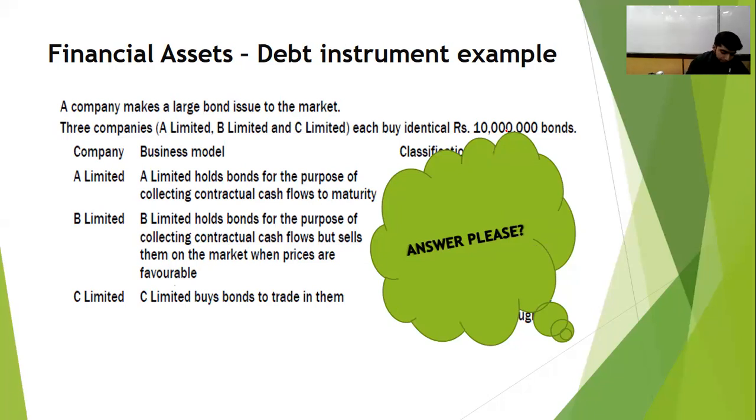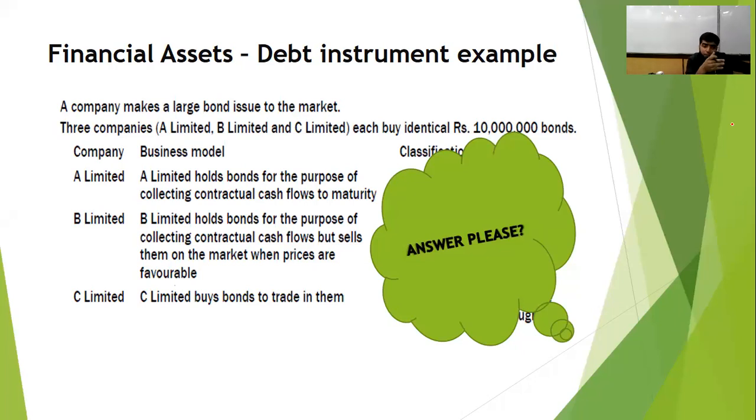Yes, exactly. The correct answers are coming. A Limited will recognize this investment at amortized cost, because the intention is to collect all the contractual cash flows, that is, the principal and interest till maturity. It means they will recognize this investment as amortized cost.